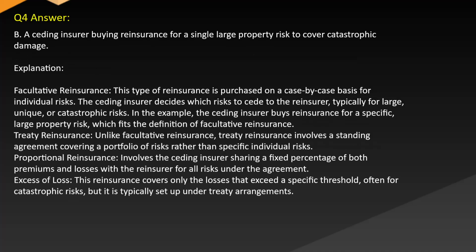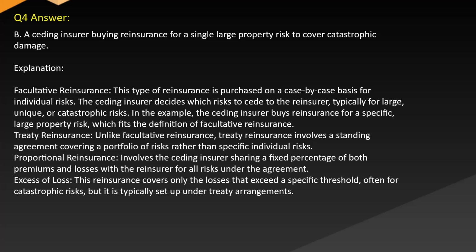Answer: B. A ceding insurer buying reinsurance for a single large property risk to cover catastrophic damage. Explanation: Facultative reinsurance. This type of reinsurance is purchased on a case-by-case basis for individual risks. The ceding insurer decides which risks to cede to the reinsurer, typically for large, unique, or catastrophic risks. In the example, the ceding insurer buys reinsurance for a specific large property, which fits the definition of facultative reinsurance.